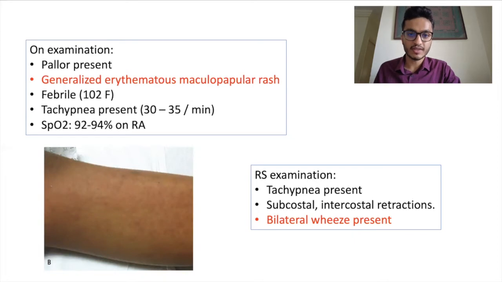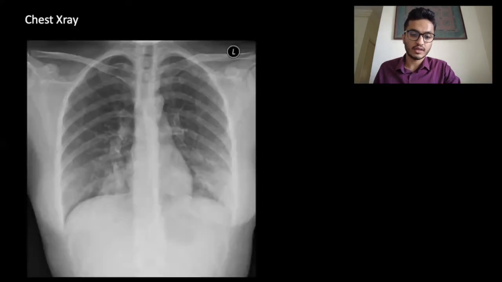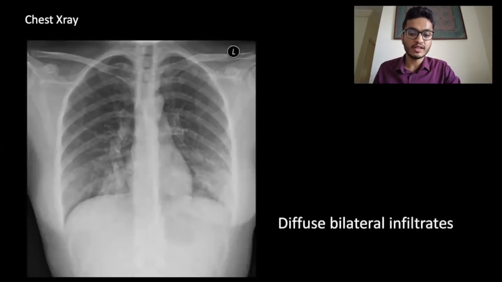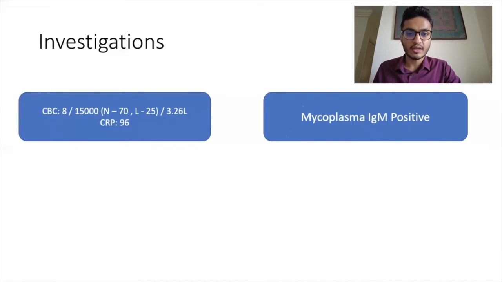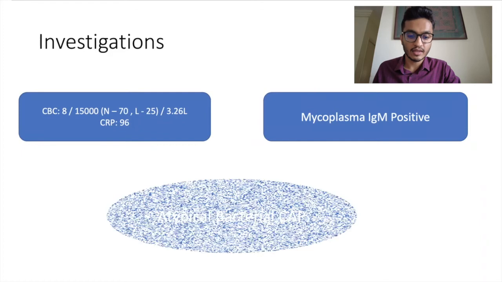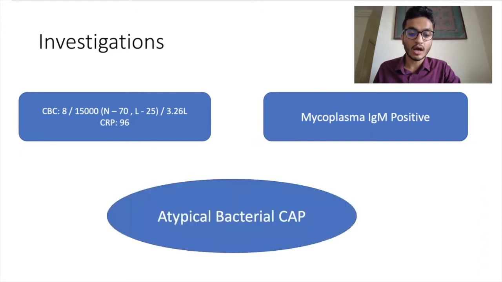On respiratory system examination, you hear bilateral wheeze in this child. And this is the chest X-ray. You can see very typical diffuse bilateral infiltrates in this child. You do a CBC, which is more or less normal. CRP is, however, elevated. This child has positive Mycoplasma IgM antibodies and hence is a very typical case of atypical bacterial community-acquired pneumonia.